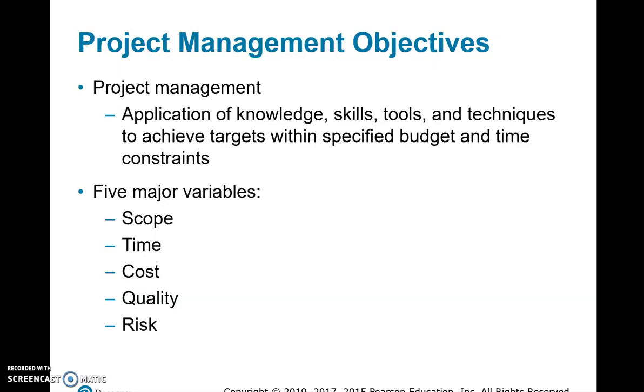There are 5 major variables. Number 1 is the scope. The scope of a project tells you exactly what you are up against: what are the different tasks that are going to be there on that particular work package that you're doing? Time is a variable, and as time progresses, you're going to finish the project within the scope that is specified.